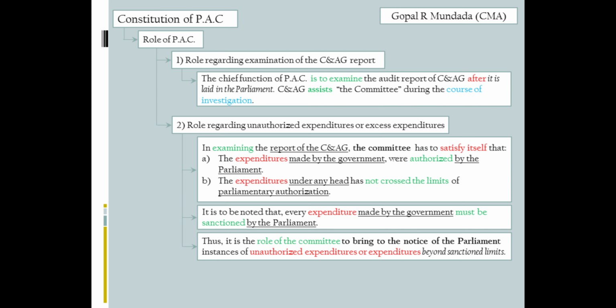So guys, next is the role regarding unauthorized expenditure or excess expenditure. While examining the report of the C&AG, the committee satisfies itself that the expenditure made by the government was authorized by the Parliament, and that expenditure under any heads has not crossed the limit of the parliamentary authorization. Next, it is noted that every expenditure made by the government must be sanctioned by Parliament. Thus, it is a role of the committee to bring to the notice of the Parliament instances of unauthorized expenditure and expenditure beyond the sanctioned limit.